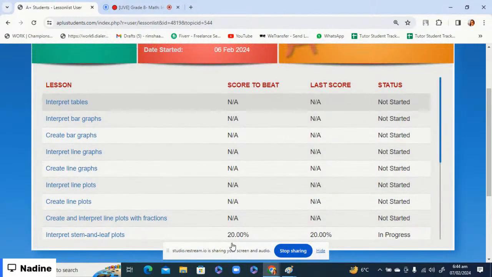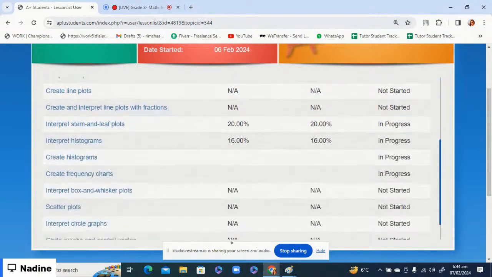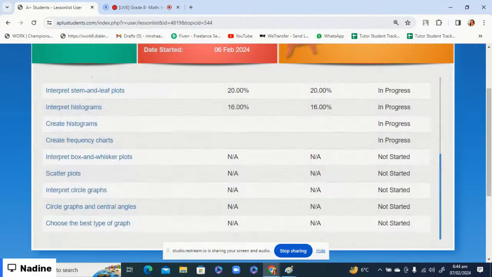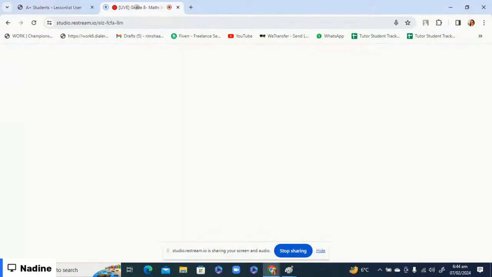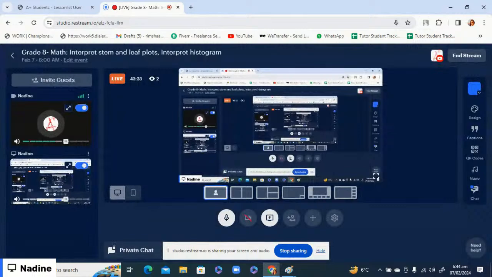Today we cover these topics: interpret the stem and leaf, then interpret the histogram, create the histogram, and create frequency charts. All right, now before starting the next section, you guys make sure to understand all the lessons, all the chapters.